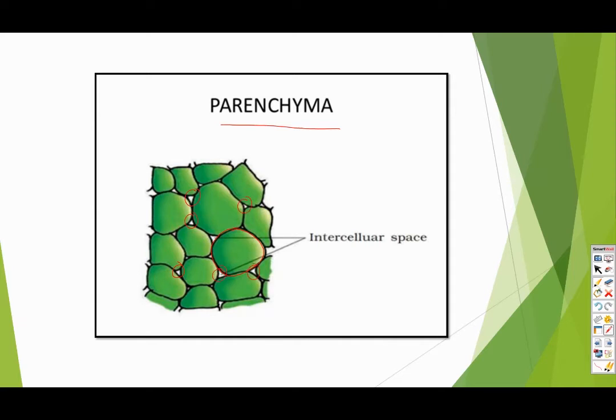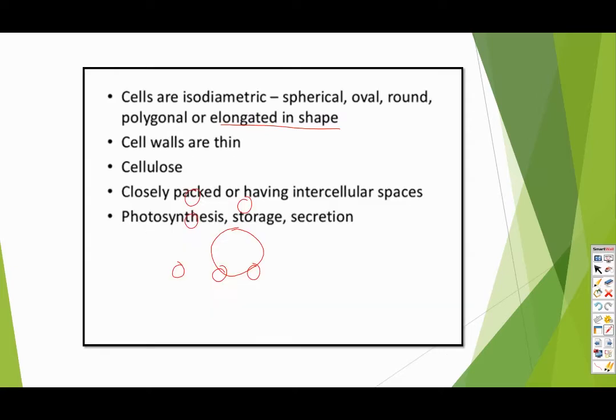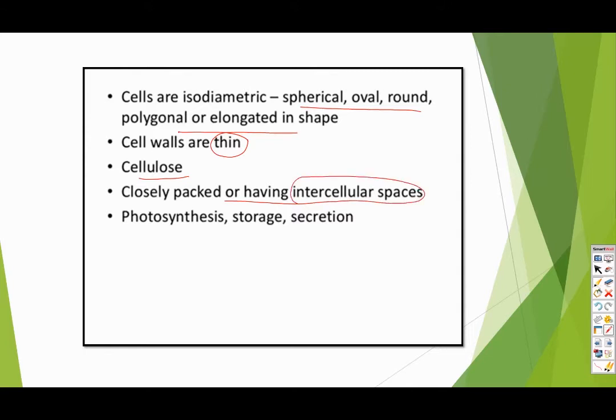That's what we'll be learning in the next particular thing. See over here, they are usually isodiametric. What are the shapes? Spherical, oval, round, polygonal, elongated. So all these are the shapes of the cell, and the cell wall is very, very thin. Am I clear to you? Now, the cell wall is made up of cellulose and they are closely packed. They do have intercellular space present. What's the main function? Photosynthesis, storage and secretions. These are the functions of parenchyma cells.